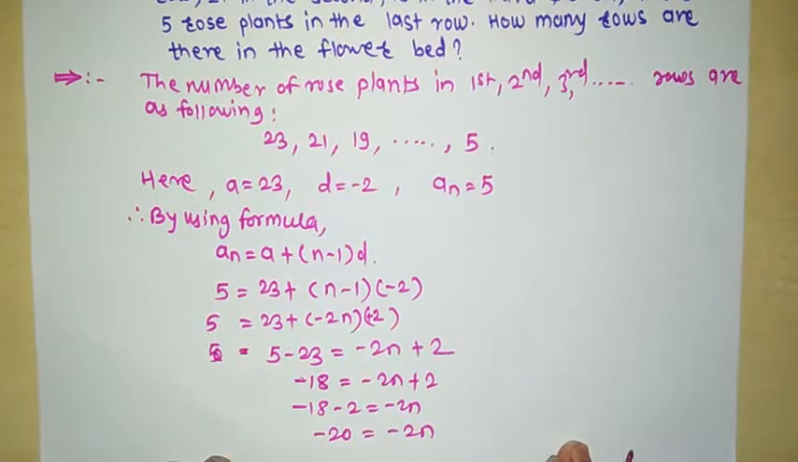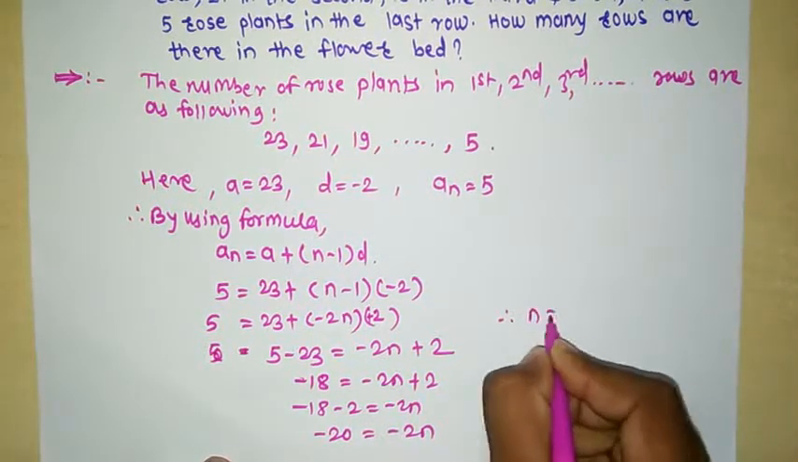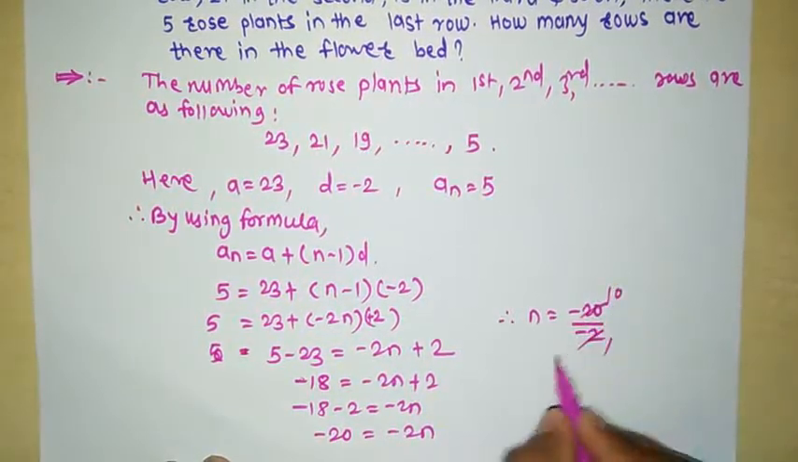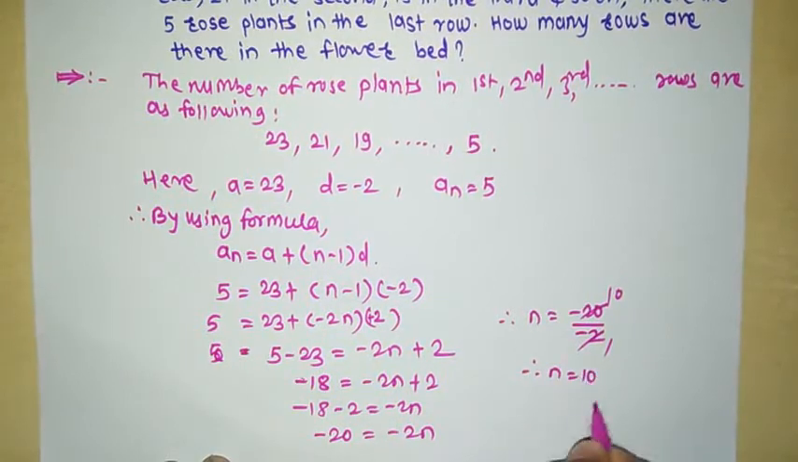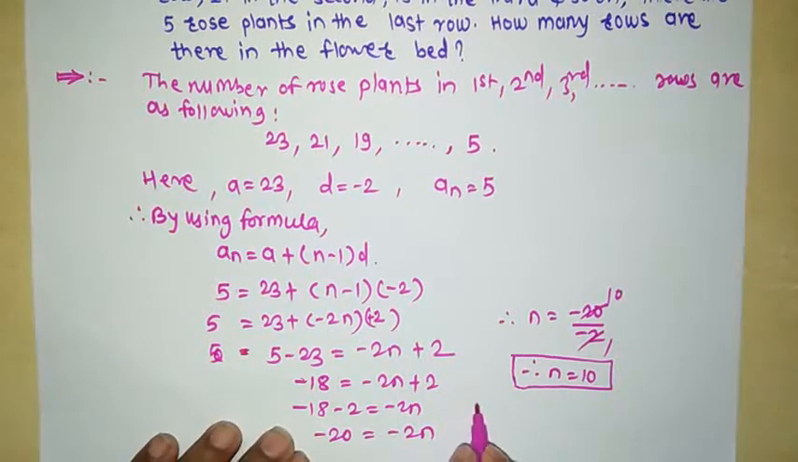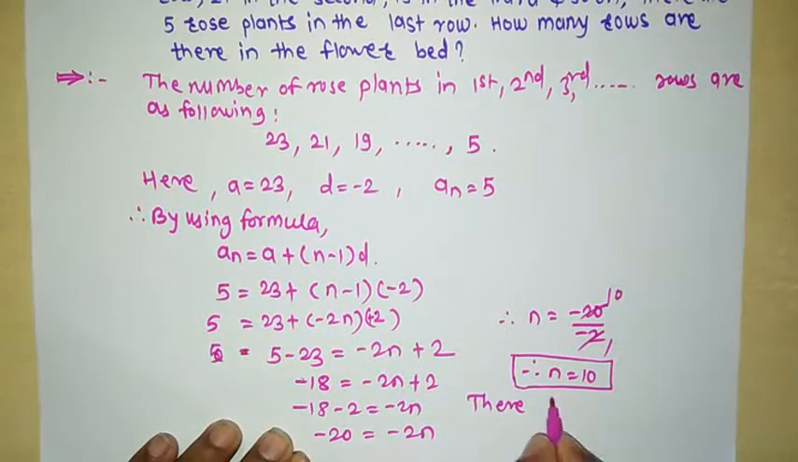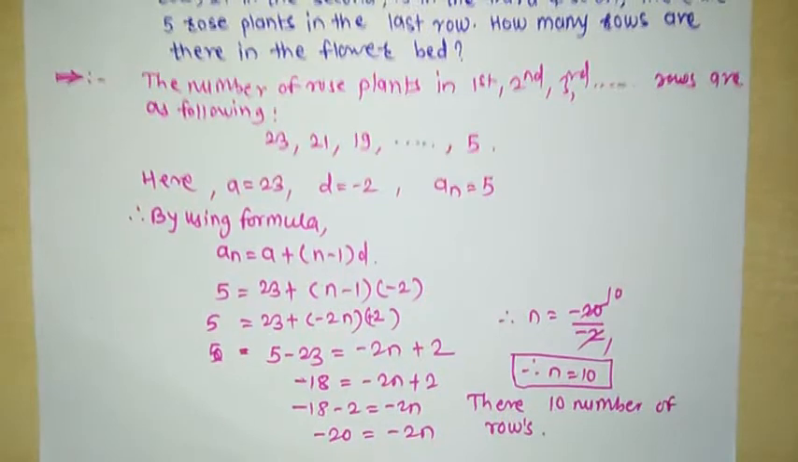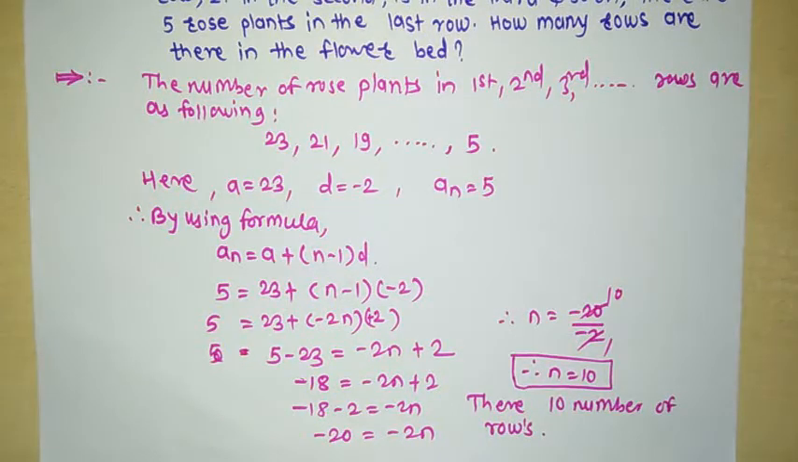Minus 20 minus 2n. Therefore n is equal to minus 20 divided by minus 2. 2 ones are 2, 2 tens are 20. Therefore n is equal to 20 we got. From this we can say that there are 10 number of rows. वहां पर कितने rows हैं? There are total 10 number of rows.